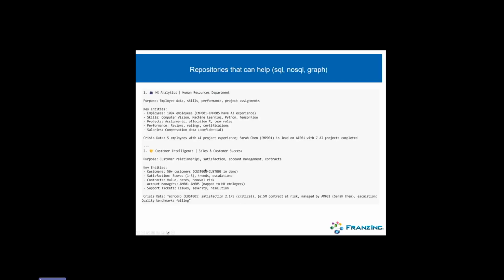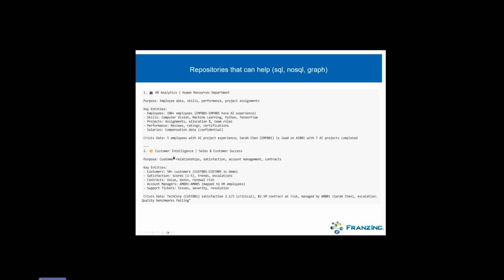And so here are the databases. And again, I'm going way too deep here, but we have an HR analytics database with employee data, skills, performance, and project assignments. For solving the crisis, we find 5 employees with AI project experience, and we see that Sarah Chen is the lead on this project. But we also find that Sarah is actually doing way too many tasks. So that's one of the problems we'll find out.